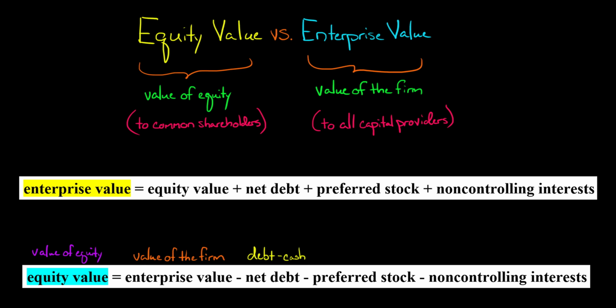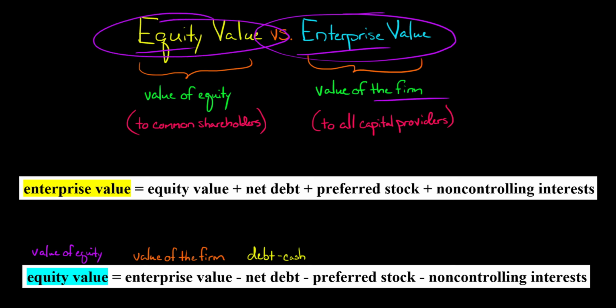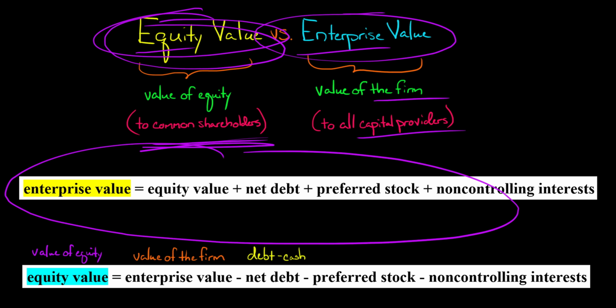In this video, we're going to discuss the difference between a company's equity value and its enterprise value. The enterprise value represents the value of the entire firm, whereas the equity value is just the value of the equity that pertains to the company's common shareholders. So the enterprise value represents the value of all the assets, regardless of who the capital providers are, debt holders, equity holders, whereas the equity value is looking at that portion of the firm value that pertains to those common shareholders.